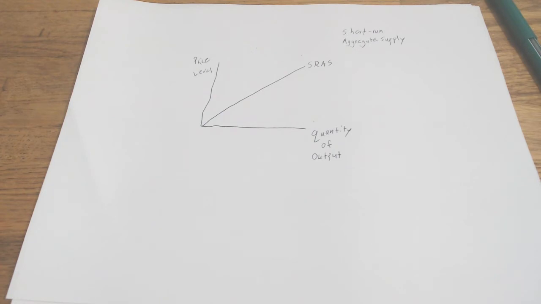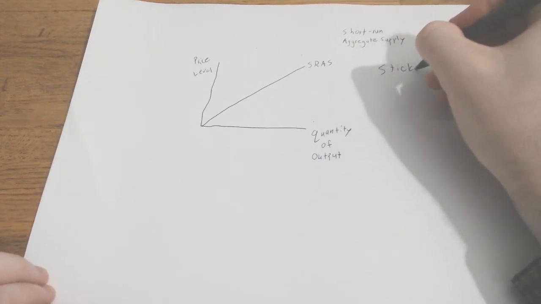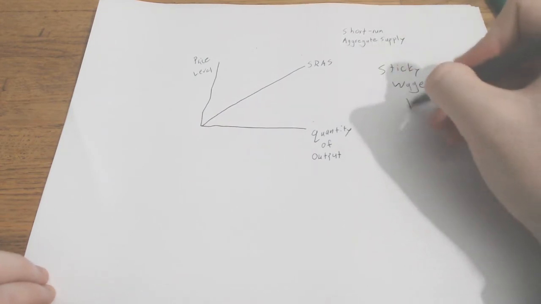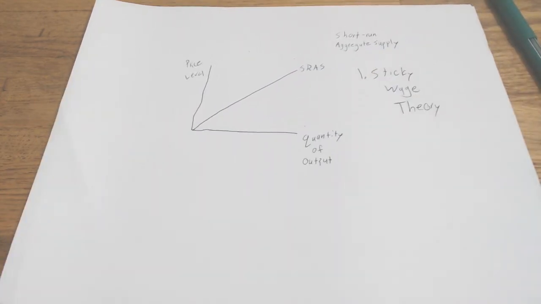Now let's go into the three reasons why. First, we have the sticky wage theory. So number one, sticky wage theory. Wages between workers and their employers are usually stuck for periods of time. Contracts between the employer and the employee fix the wage for some amount of years. Let's imagine a firm that has a contract with its workers to pay them $20 per hour. And they expect the price level in a year to be 100. But when the year is over, the price level is actually 95. The firm gets 5% less than the expected amount for each unit it sells.